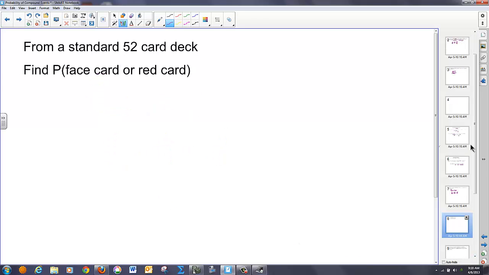Next example. So we've got a standard deck of 52 cards, and we want the probability that it's a face card or a red card. Now in this case, face cards can also be red, so we have an overlap.